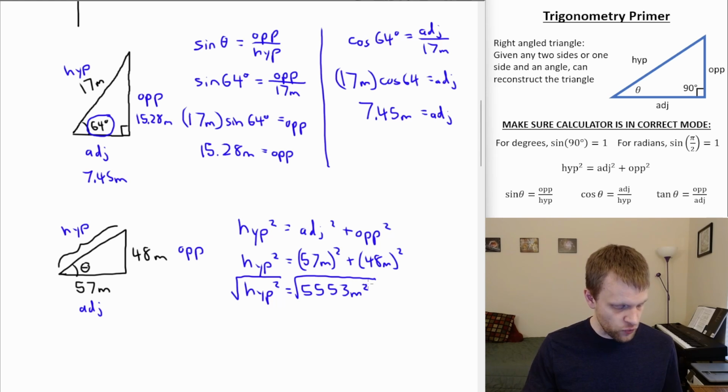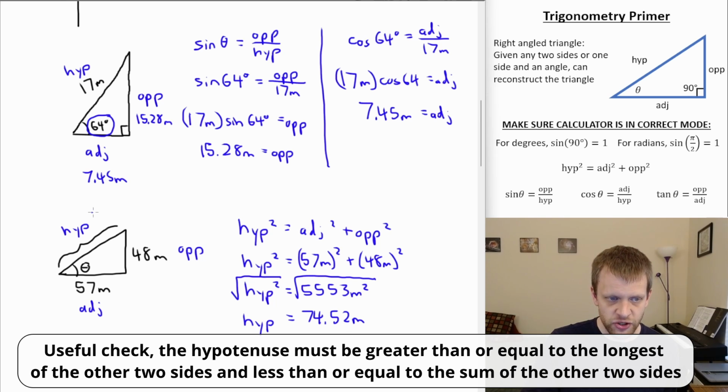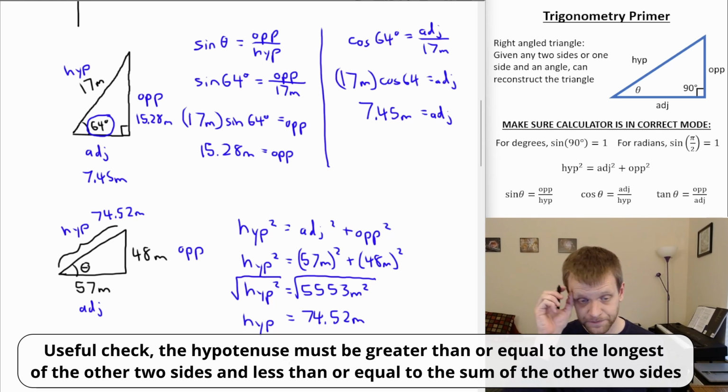And I got 74.52. So the hypotenuse, in this case, is 74.52 meters we would be left with. So let's put that on our diagram, 74.52 meters. Excellent. What about this angle?